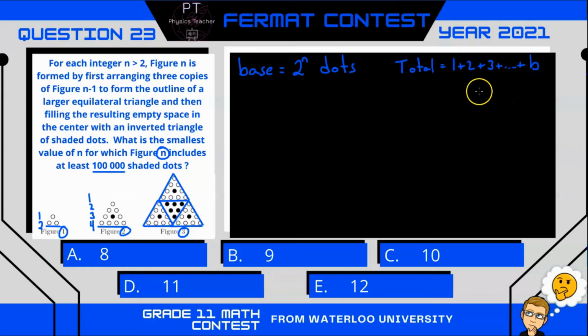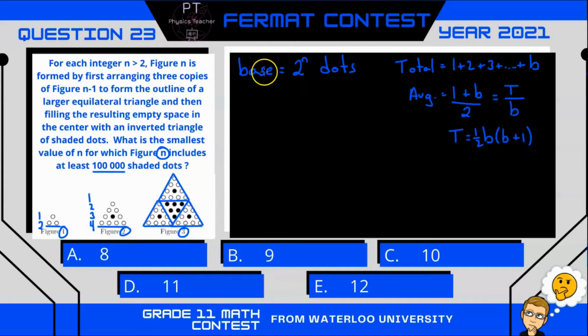Now a good way to calculate what the total is is to look at the average. Since we are adding consecutive integers, the average of all of them is just the same as the average of the first one, which would be 1, plus the last one, which is b, divided by 2. Which is the same as adding all of them, so let's call that t for the total, divided by the total number that you have, b. So we can rearrange this to get that the total number of dots t is equal to 1/2 b times b plus 1.